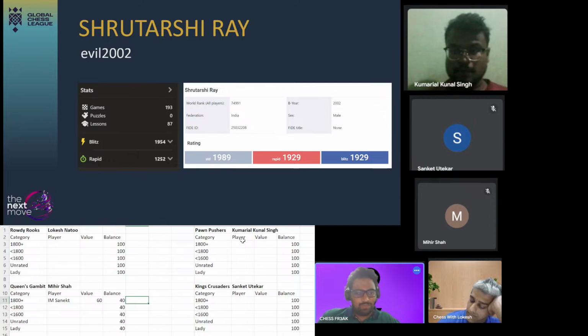Pawn Pushers have the bid with them at the moment. 26. 26 points, Shudarshi Ray, Rowdy Rooks. 30. Guys, 30 points, Shudarshi Ray. Over to the Pawn Pushers.